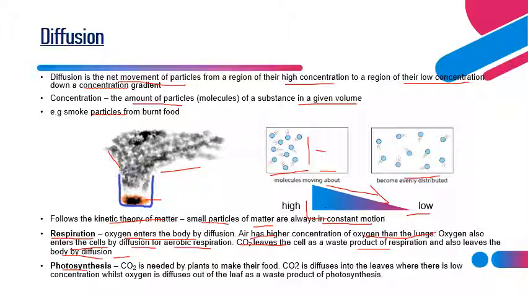Photosynthesis. Carbon dioxide is needed by plants to make their food. Therefore, because there is high concentration of carbon dioxide in the air than in the leaves, carbon dioxide diffuses into the leaves where there is low concentration. And whilst the process of photosynthesis is taking place, oxygen is produced as a waste product. Therefore, there will be high concentration of oxygen in the leaf than in the air, so oxygen diffuses out of the leaf into the air.